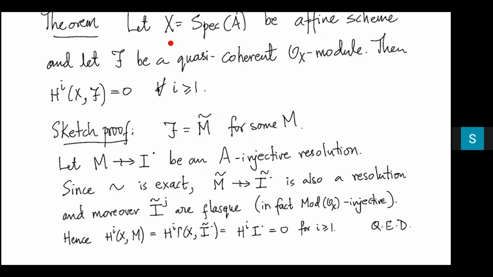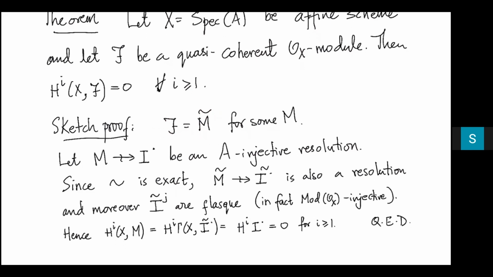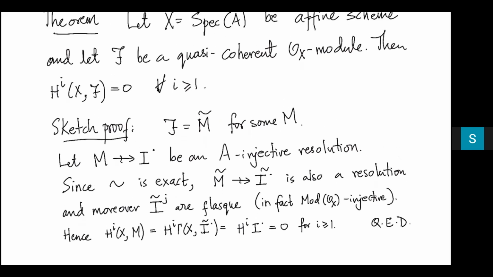So it could presumably happen that over X equal to Spec A, you can find an open cover over which you can write it as M tilde, but we don't know what is happening globally. As it turns out, that's not the case. In fact, globally also, every quasi-coherent module can be written as M tilde. This needs proof, and I'll skip that. Once we have that, take an injective resolution of M over just the ring A itself and apply tilde, and hope that this gives you a good way of measuring cohomology. So what happens?